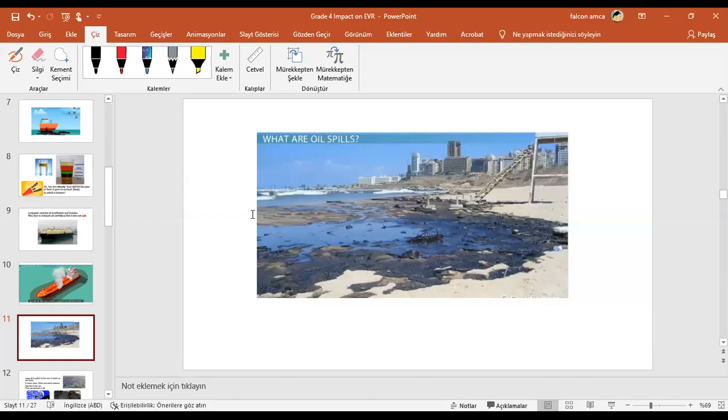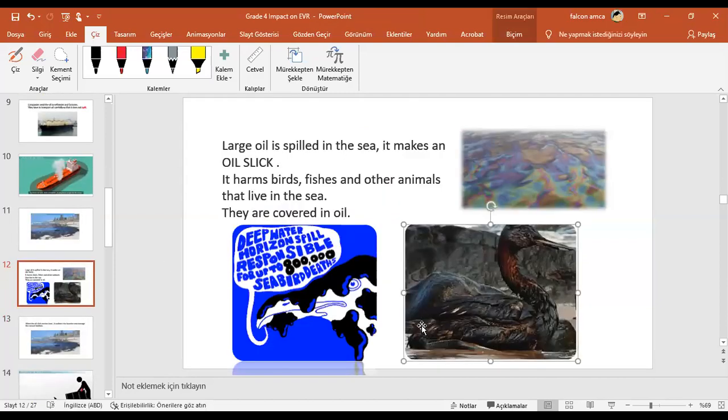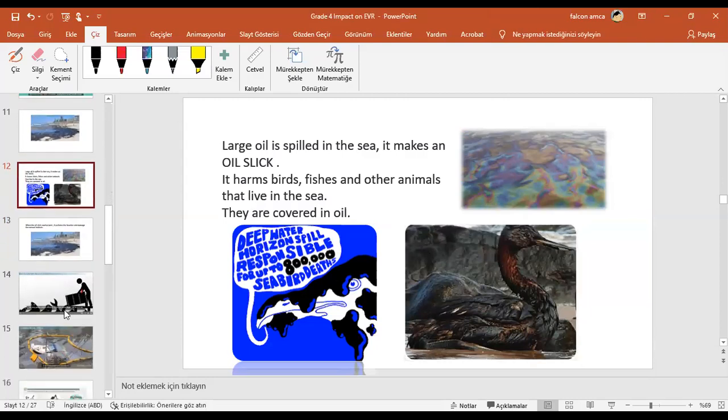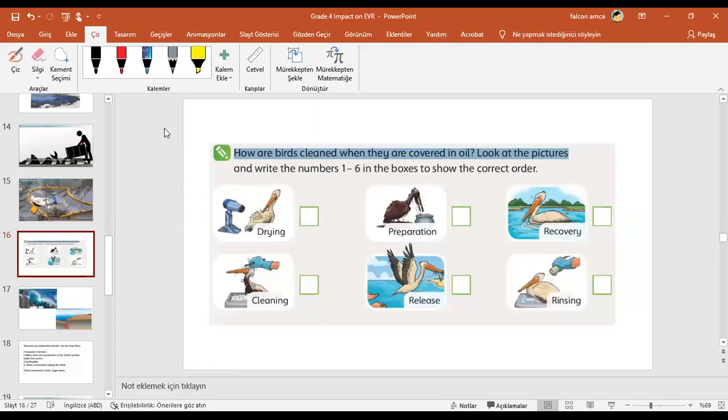Also, living organisms can be covered by oil, as you see in this picture. When they are covered by oil, they can die. We must clean it. This is the cleaning process. It was homework. Who will do it for us?